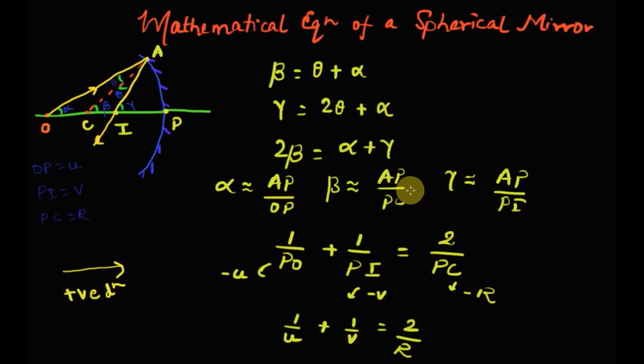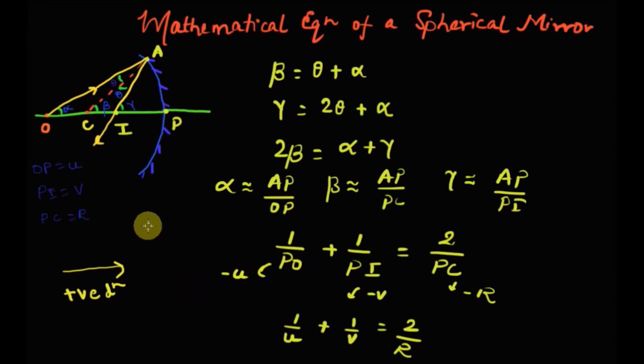If we put these values in this equation, we get 1 by PO plus 1 by PI is equal to 2 by PC. Now, what is the value of PO, PI, and PC? Here, we have to follow a sign convention when we enter the value of PO, PI, and PC to ensure consistency across spherical mirrors we encounter in our analysis.